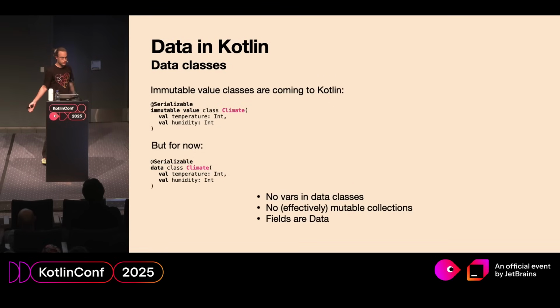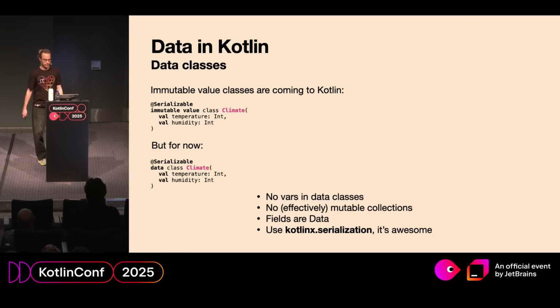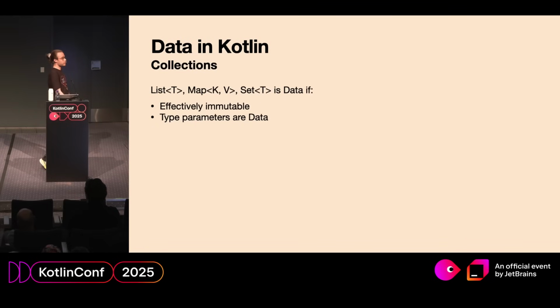So any fields that you put in this data class have to be data, so they have to preserve all three properties. And that's how we can compose and build bigger data out of smaller data. For serialization, I strongly recommend using Kotlin serialization. It's amazing, and I'll be using it throughout the talk. We might build some collections. Those also could be treated as data if they are effectively immutable and their type parameters are data. So collections have value semantics.